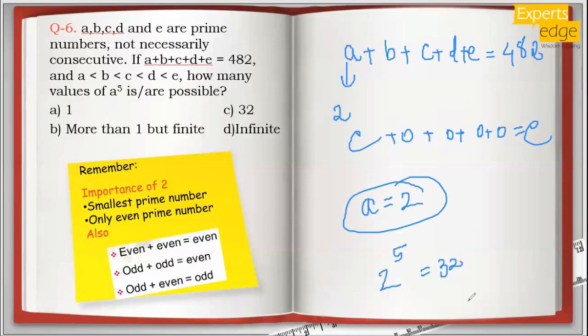But he's not asking what is the value of A to the power 5. He's asking how many values, right? So it has only one possible value, that is 32. Please don't mark the answer as 32. So the answer of this question will be 1.